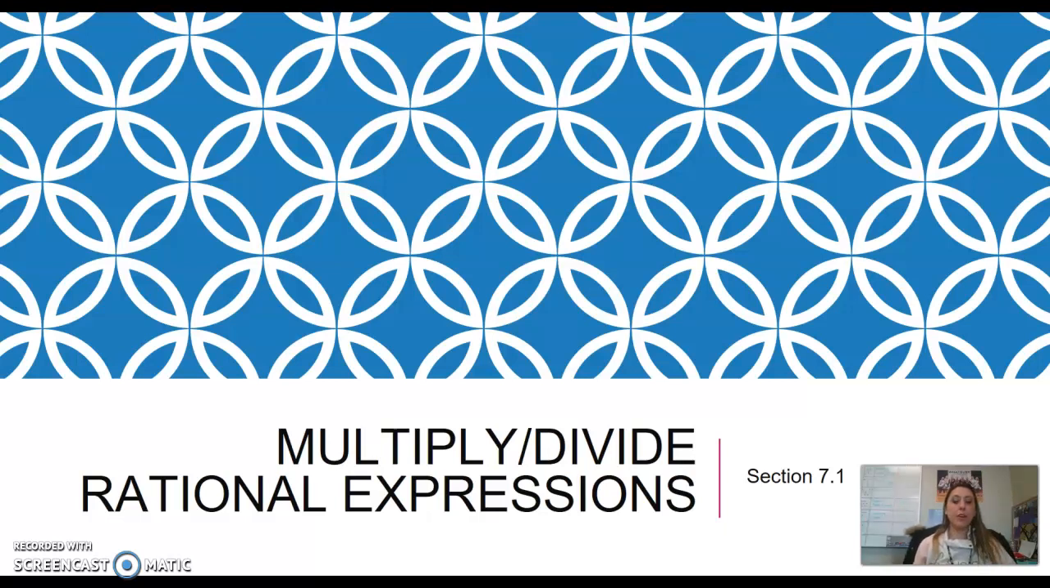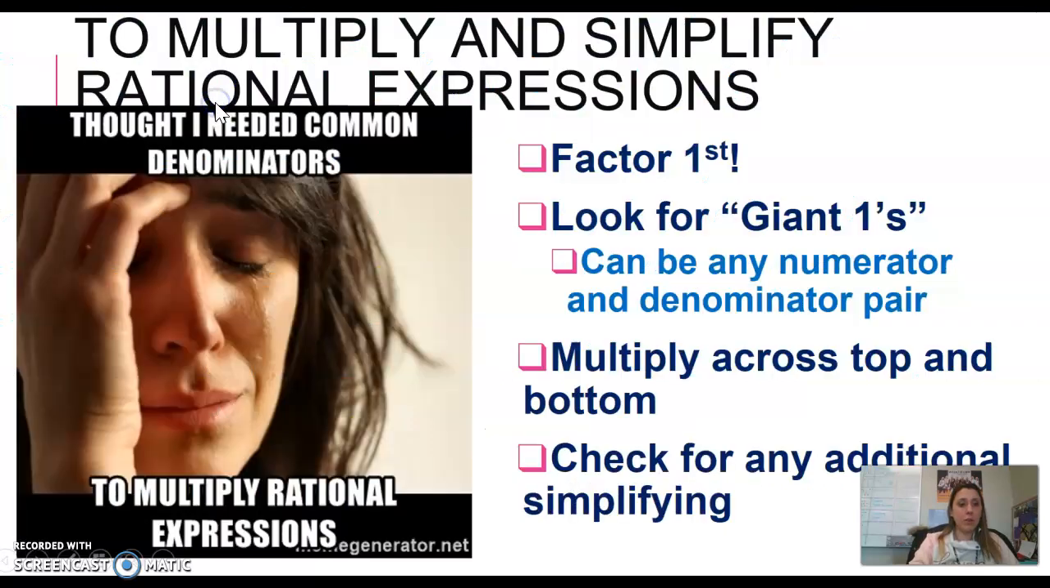Hey functions class, we are going to multiply and divide rational expressions. So that is going to be the header of our next section. So now, to multiply and simplify a rational expression, the first thing you're going to do is factor. So make sure you factor what you see, and then you're going to look for those giant ones like we were with simplifying. Then you're going to multiply top times top equals top, and bottom times bottom equals bottom. And basically, that's going to be combining like terms if we need to, that kind of thing. And then we're going to simplify. So go ahead and get this down in your notes.